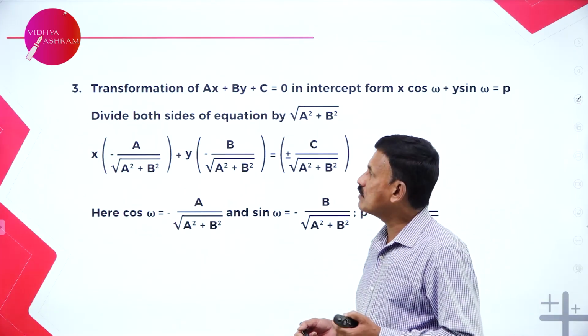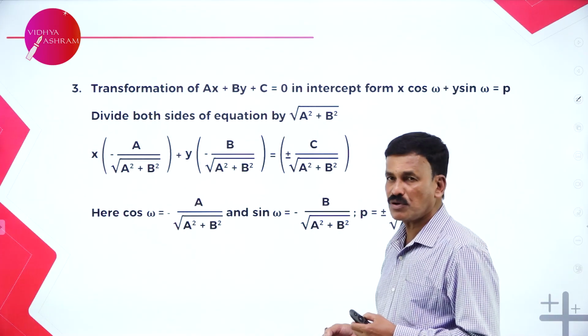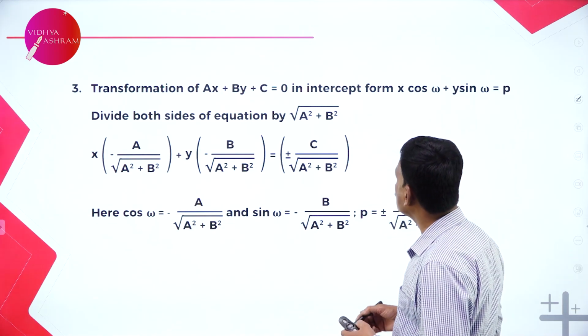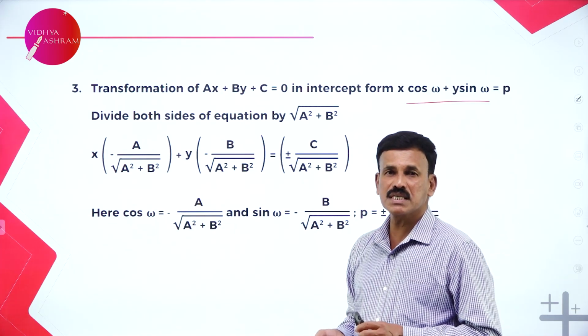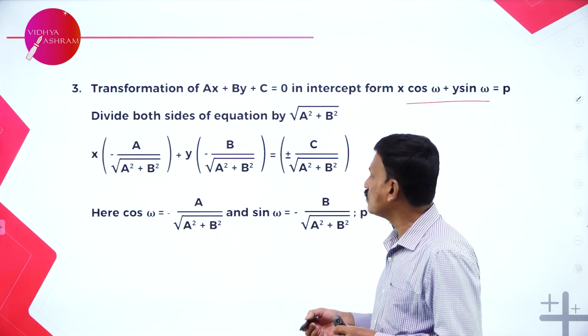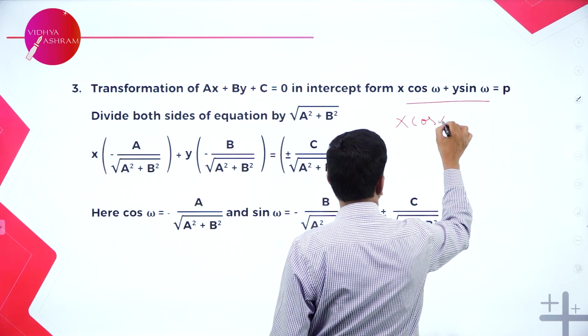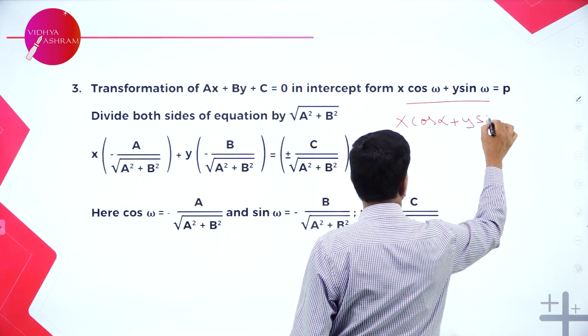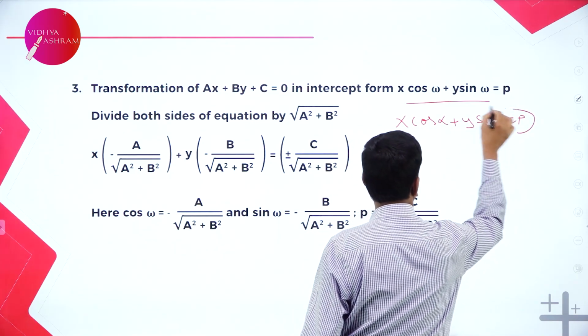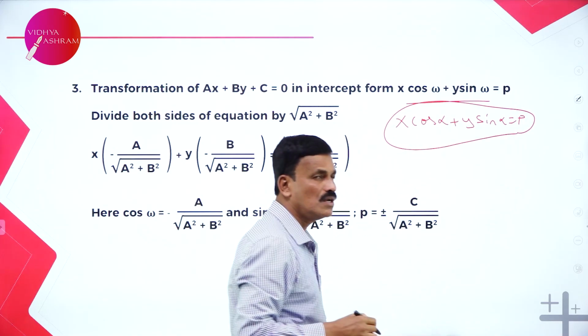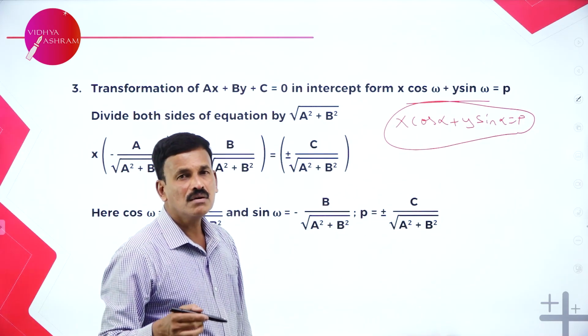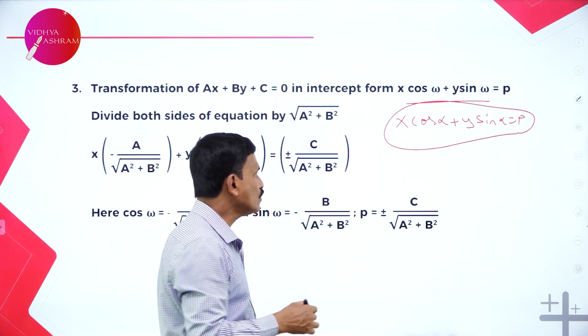Now, let us discuss one more transformation, that is transformation of ax plus by plus c is equal to 0 into the normal form, that is x cos omega plus y sin omega is equal to p, or we can also write x into cos alpha plus y into sin alpha is equal to p. p is the perpendicular distance from the origin. Alpha or omega is the angle between the perpendicular line and the origin.